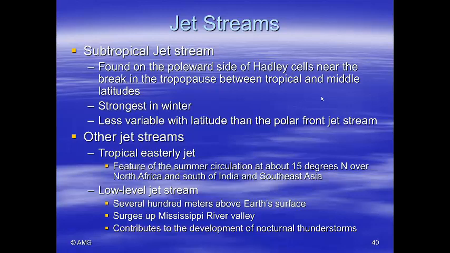Other jet streams include the tropical easterly jet. This is a feature of summer circulation at about 15 degrees north over North Africa and south of India and Southeast Asia. We also have a low-level jet stream, several hundred meters above the Earth's surface, and it surges up the Mississippi River Valley, and it contributes to the development of nocturnal thunderstorms.